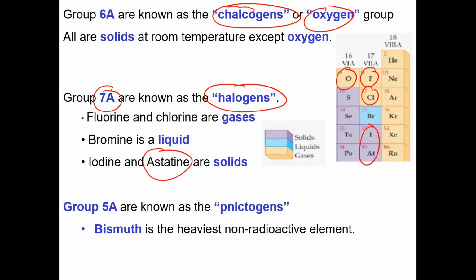Group 5A, which is the group that begins with nitrogen, these are known as the pnictogens. And bismuth is in this group, and bismuth is the heaviest non-radioactive element. So everything after bismuth is radioactive.